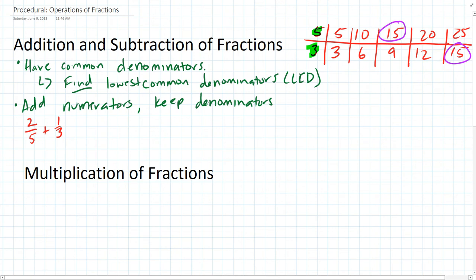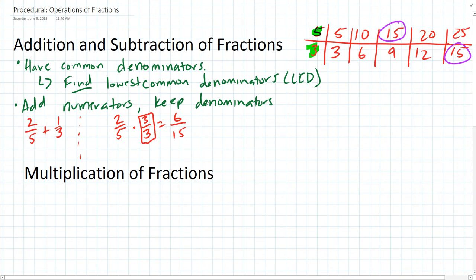Okay, so for that, we're going to go ahead and make equivalent or equal fractions to 2/5. So 2/5, I need to get a denominator of 15, and to do that I know that 5 times 3 is 15, so I'm going to multiply by the giant 1 of 3/3. 2 times 3 is 6, 5 times 3 is 15, so 2/5 is equal to 6/15.